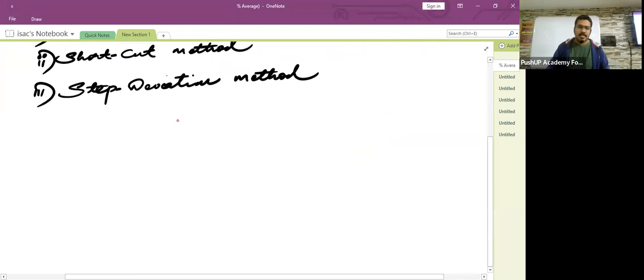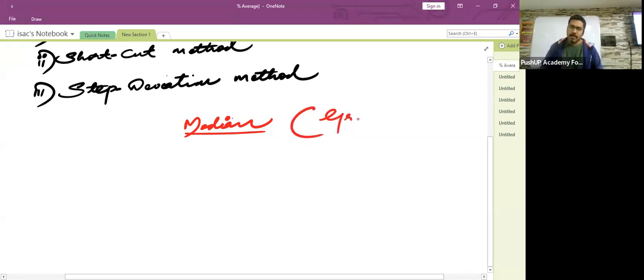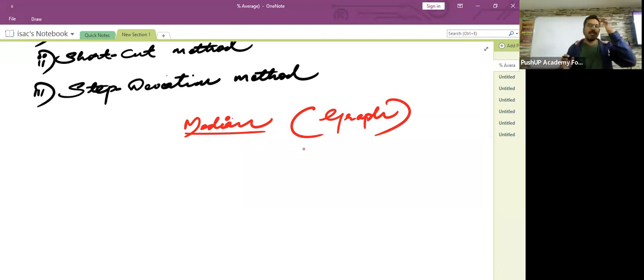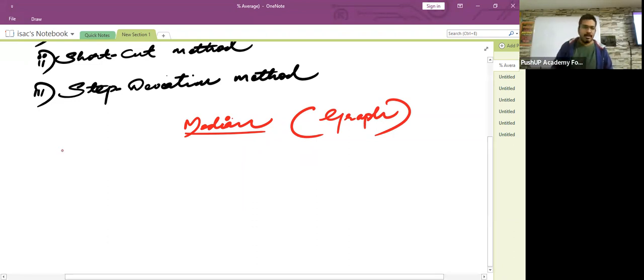Now comes the second topic, which is known as median. Median can be solved only by using a graph. I'm talking with reference to the board examination. For board examination, if they are asking you to solve a sum based on median, that is going to be based on a graph. That means you need to learn how to draw a graph. Now children, what do you have to draw the graph for?